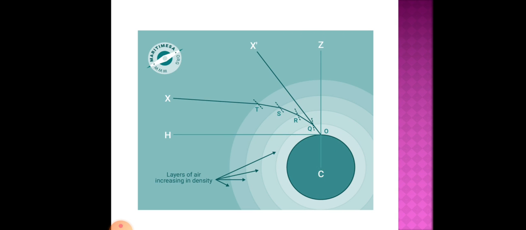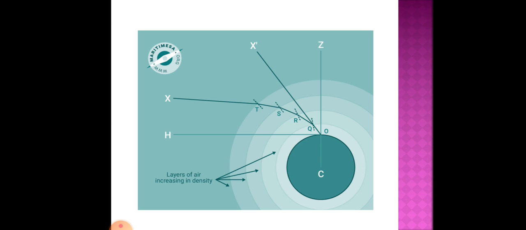Now this is a different ray of light. If you see this ray of light X, you can see it is bending towards the normal as it is passing along the layers of air, because the density of air is increasing towards the surface of the earth. I hope it is clear how you can see it bending. Clear?